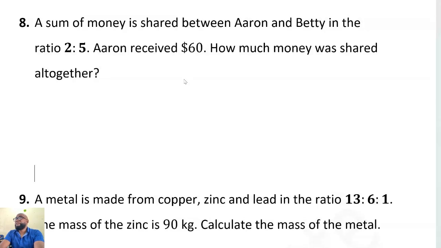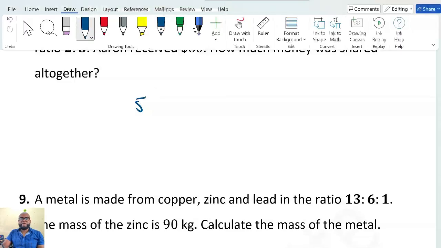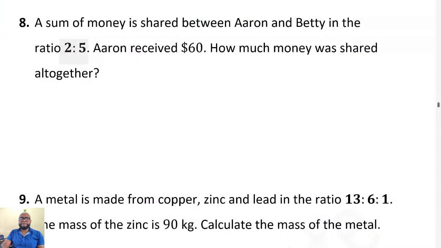A sum of money is shared between Aaron and Betty in the ratio 2 to 5. Aaron received $60. How much money was shared altogether? If Aaron received $60, how many parts represent Aaron? 2 parts represents Aaron. How much money did Aaron receive? 60.